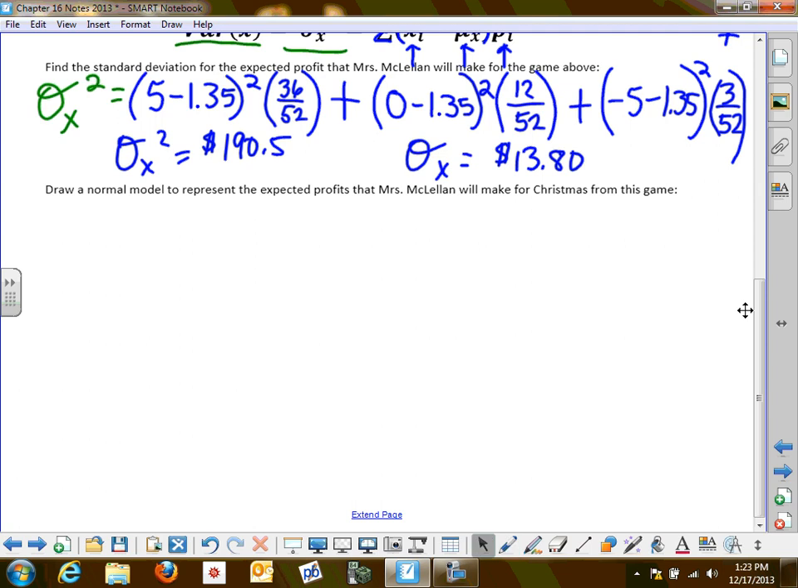But anyway, okay, so before we go on, that's actually goal 3, computing the standard deviation with the formula. Before we go on to the next goal, I kind of want to plant a seed as to what the heck we do with these things, and I'm going to give you a small notes video tomorrow of what this means and what you do with it. And so here it is. I asked you to draw a normal model to represent the expected profits that I will make for this game. So here we go.